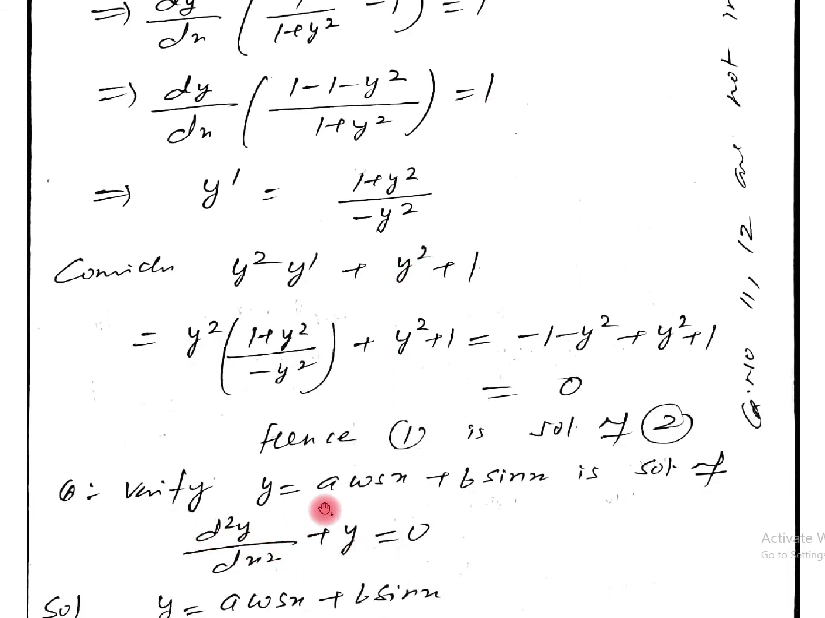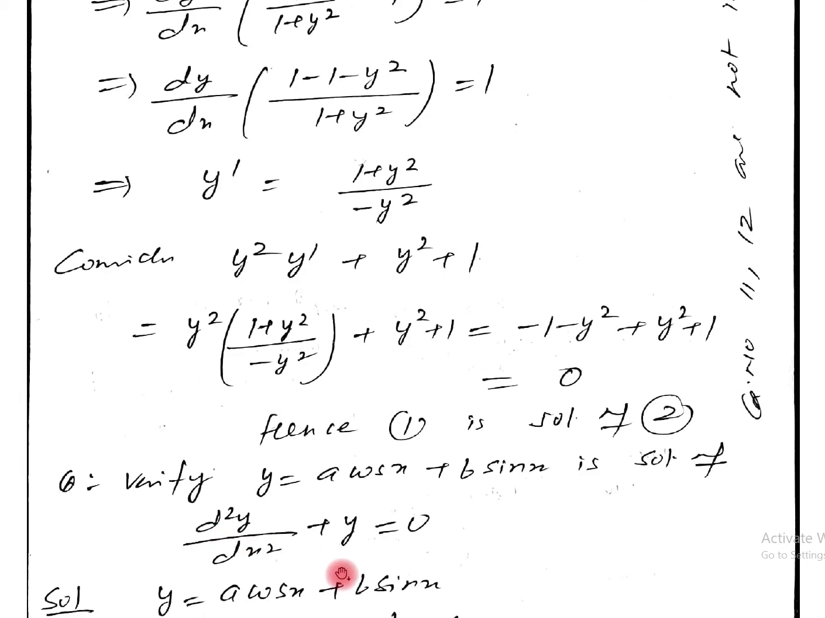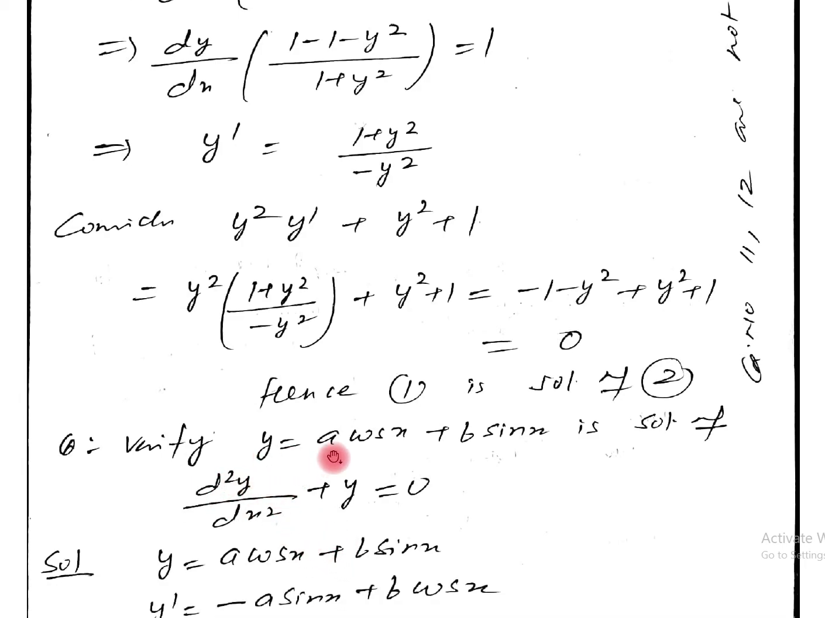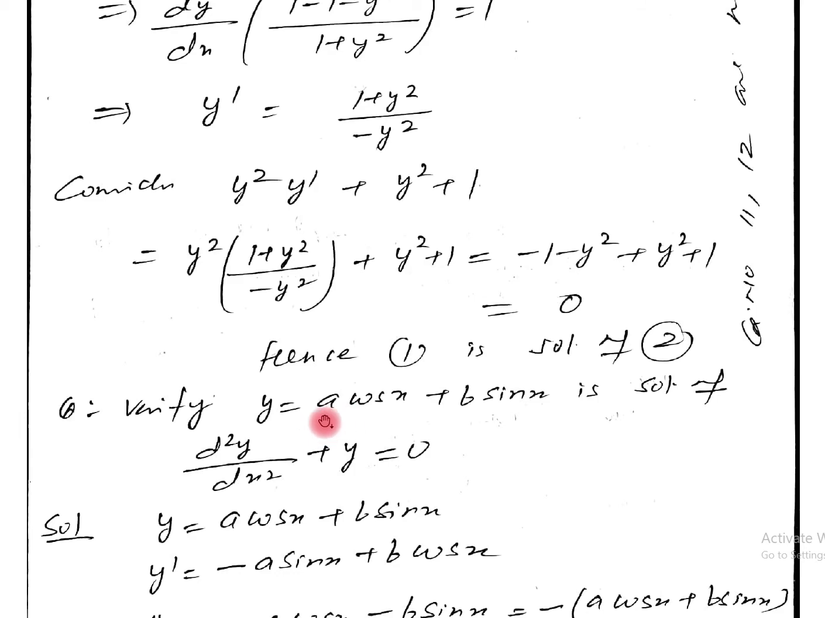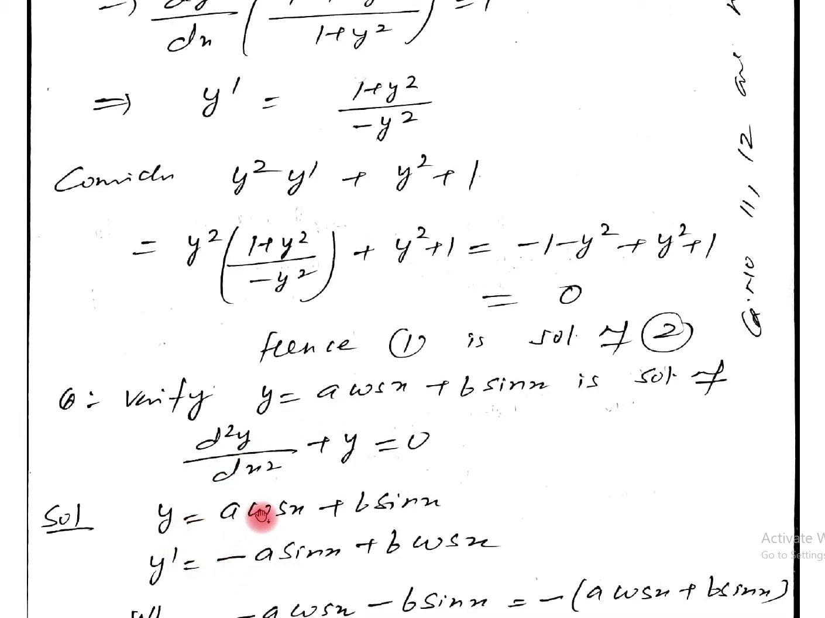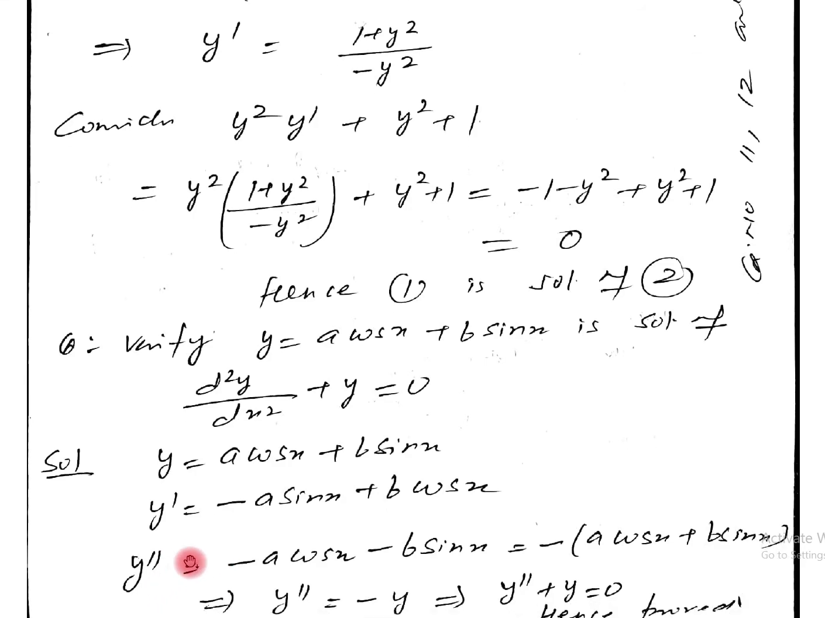Now verify y equal to a cos x plus b sin x is the solution of this. This type of question is always important. Here we have to verify this is the solution of this. We will find the first derivative and the second derivative. The first derivative is y dash equal to minus a sin x plus b cos x, and again the second derivative is minus a cos x minus b sin x.